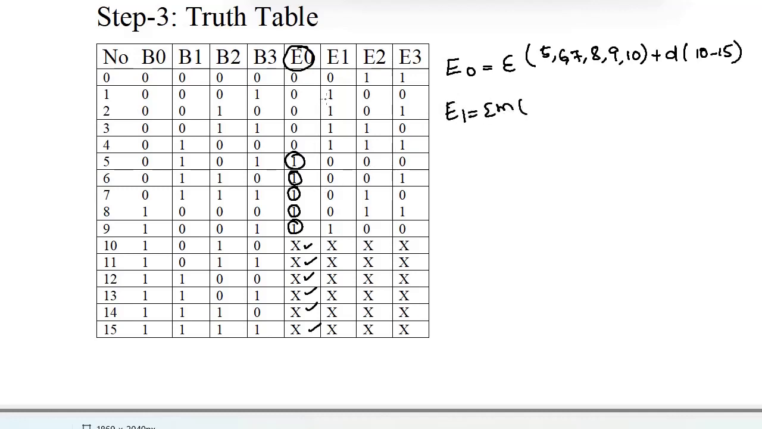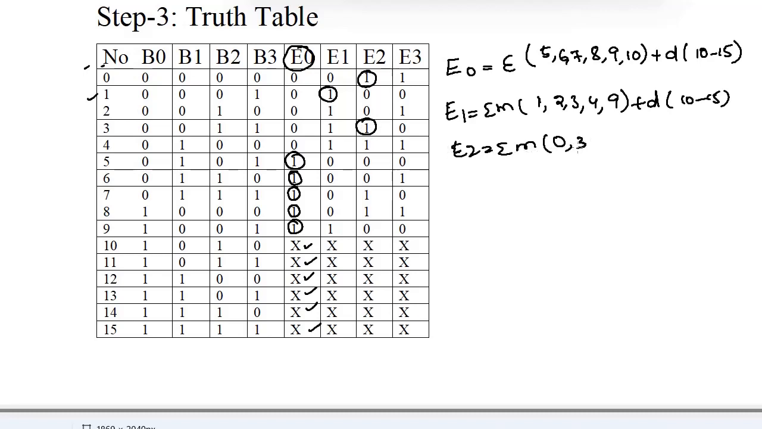This is the equivalent decimal values. This column is indicated with number, so number means decimal equivalent number. So E1 equals sigma m of 1, 2, 3, 4, 9 plus don't care of 10 to 15. And E2 equals sigma m of 0, 3, 4, 7, 8 plus don't care of 10 to 15.